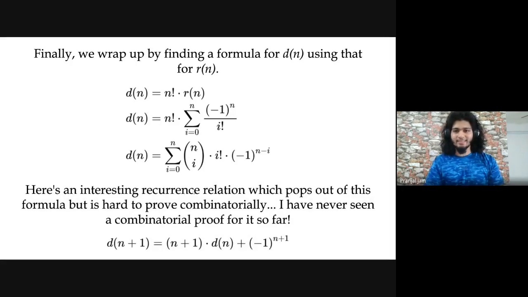And an interesting recurrence relation pops out of this, but it is hard to prove combinatorially. I haven't been able to prove it combinatorially, and I have never seen anyone else do it either. So if you have a combinatorial proof, do let me know. I was talking about an interesting recurrence relation which pops out of this formula which we have derived using R of n and n factorial. So again, you can try to prove it on your own using this formula. You do a bit of manipulation in the expression of D of n and D of n plus 1, and you get this nice recurrence relation.